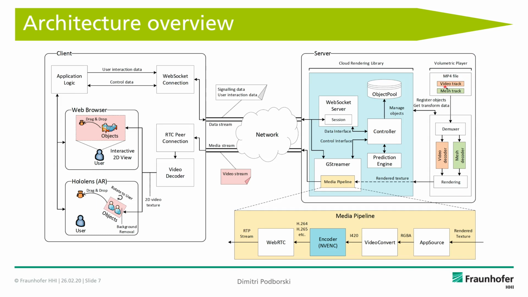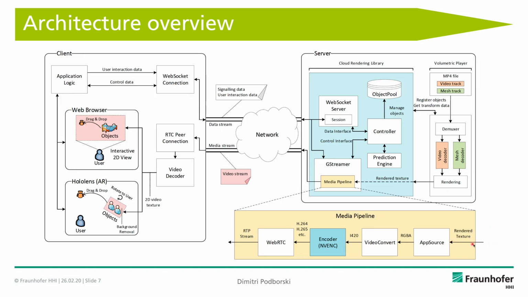and in our Unity application we have an implementation of this volumetric video player, which takes the MP4 file with two different tracks, a video track and a mesh track, then it demultiplexes video and mesh, then it decodes those two and renders them to the scene, and the camera which is rendering the scene is then rendering to the render texture, and that render texture is then pushed into the library. And inside the library we're using the GStreamer framework, which is a really powerful multimedia processing framework. And below here you can see the media pipeline.